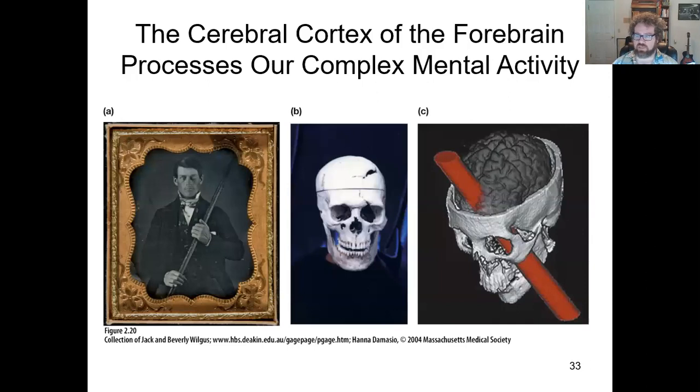So here we see a blown up image of what we were just looking at. You see Phineas Gage himself actually holding the tapping iron that went through his own head. And that iron itself is preserved in a museum to this day. And you can actually see an image of where the tapping iron is believed to have gone through his head.